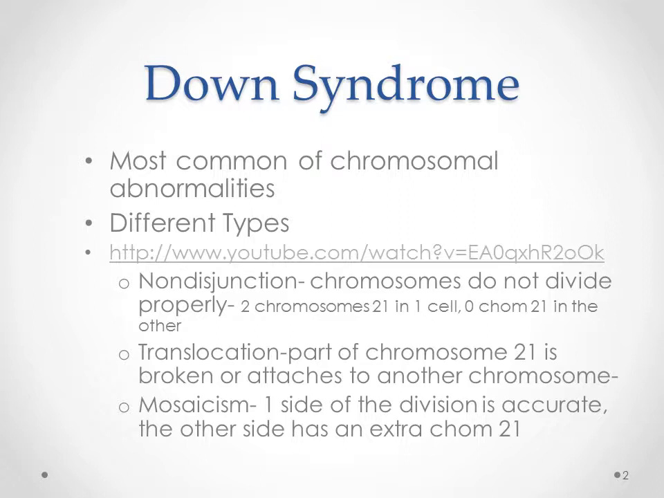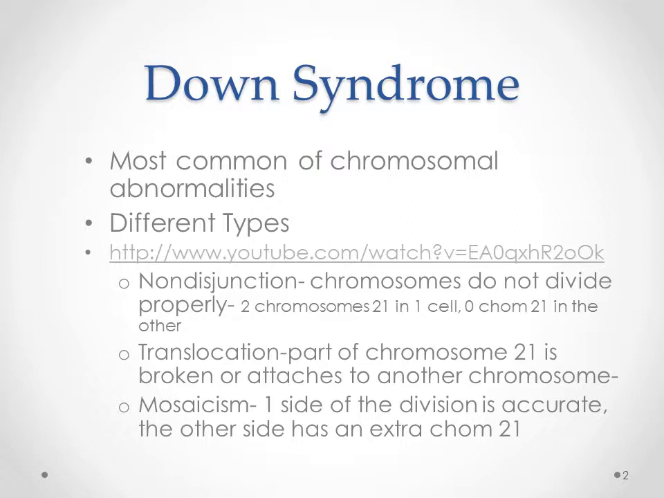Translocation is where part of chromosome 21 is broken, and it attaches to another chromosome. So again, when you watch that video, hopefully that makes sense on how that could occur. Mosaicism is where one side of the division is accurate, and the other side just has that extra chromosome.